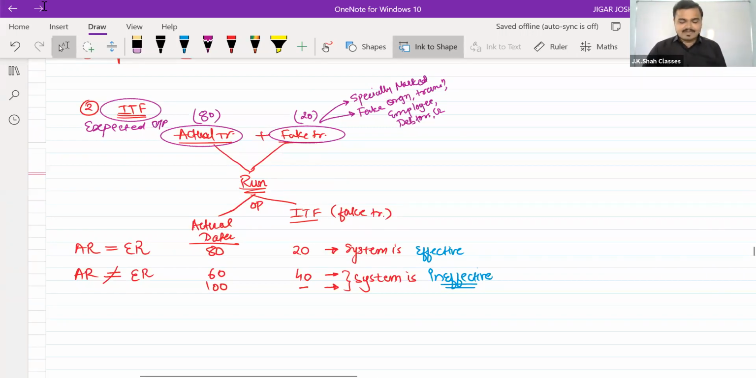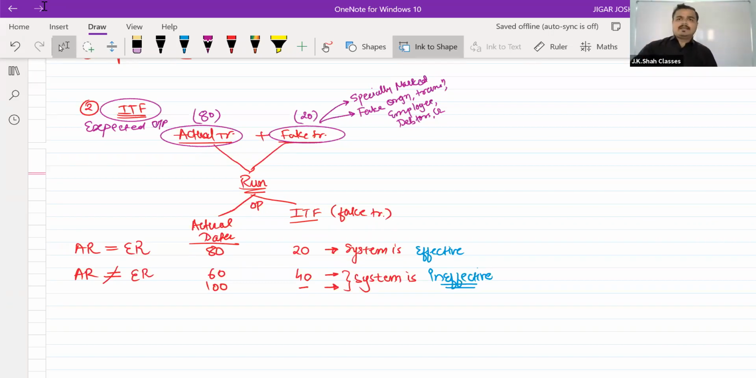Sir, ITF, Integrated Test Facility. What we generally do in ITF, sir, along with the actual transactions, fake transactions are added into the system and then the system runs in the software. When the system is running, sir, it will generate two outputs. One is for the actual data and the second one is for the ITF fake transactions.